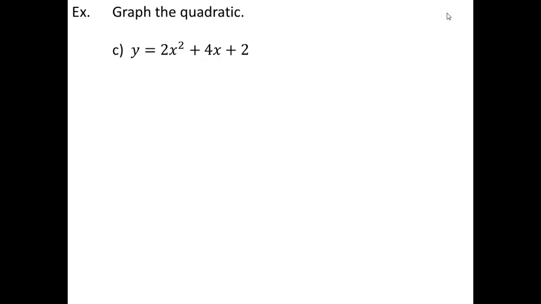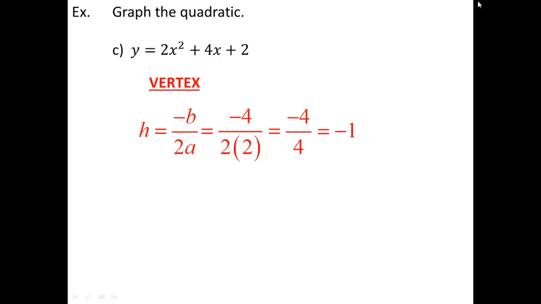All right, here's another one for you. If you haven't already tried this, hit pause and hit play when you're ready. If you've already tried this, then keep listening. So we're going to start by finding our vertex using the exact same formula. The b value is 4, the a value is 2. Plug and chug, we get negative 1.